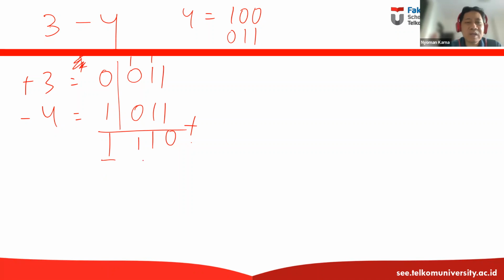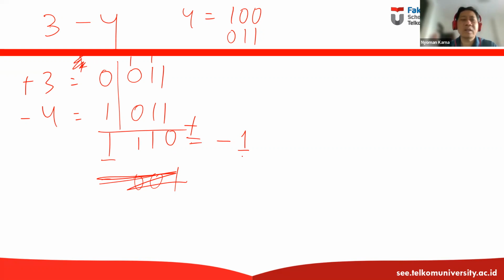And because this one is in 1's complement standard, we just need to, what is the value of 1, 1, 1, 0? We just need to complement each bit. So it actually becomes 0, 0, 1, and it's negative. So this value represents negative 1 in 1's complement. And 3 minus 4 is negative 1.